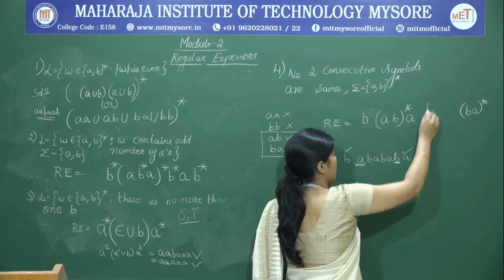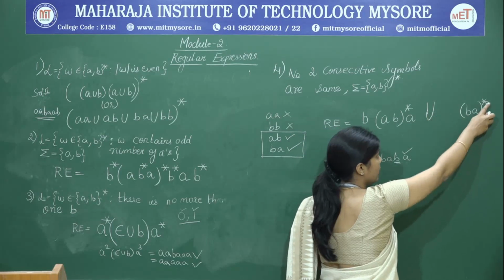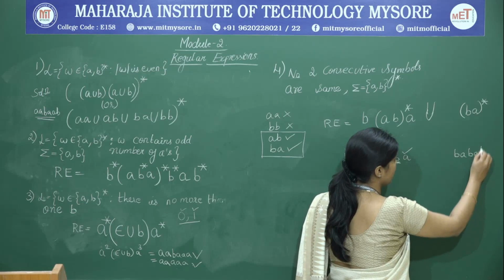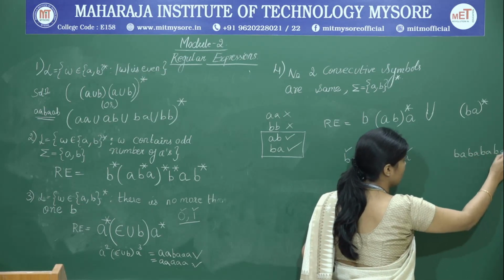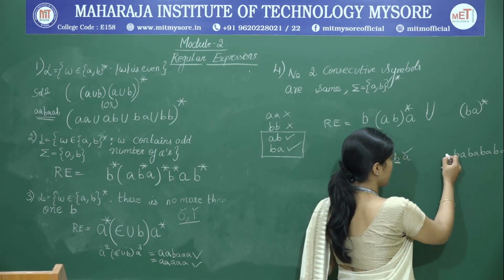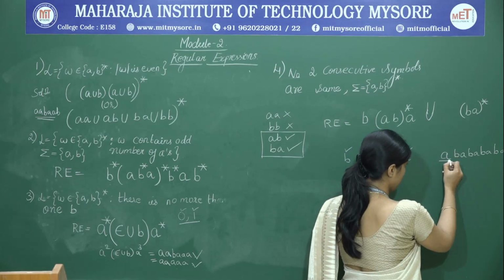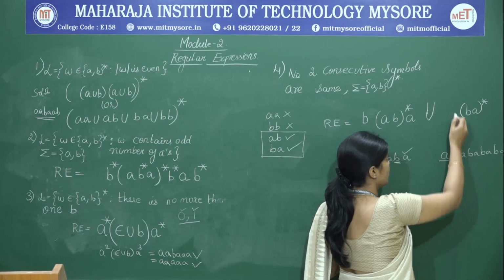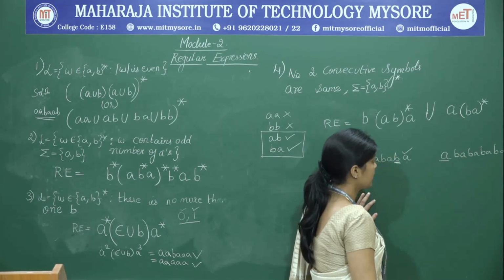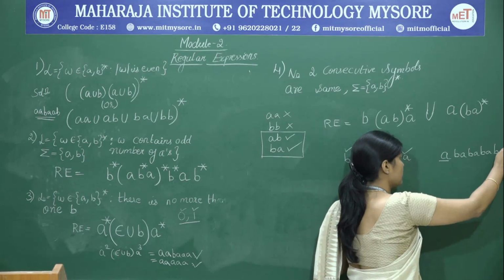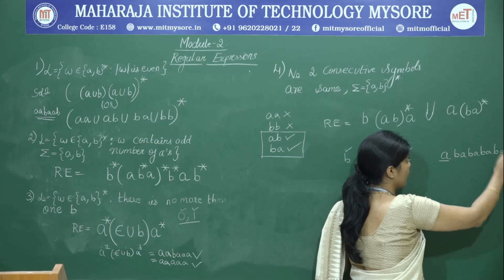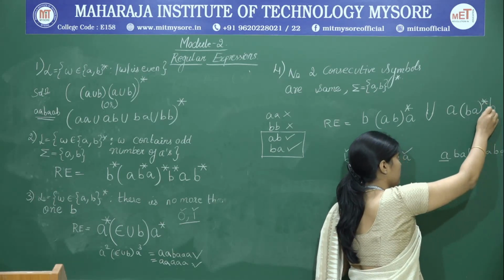Or when we pick up this BA star, the repetitions we get are BA, BA, BA, BA and so on. But when we have the repetitions of B's and A's, it is quite possible that we may have to start with A. So A is possible here. We give an optional symbol there, and it is not necessary that this always ends with A. So we may end with a B also. So we give a B.